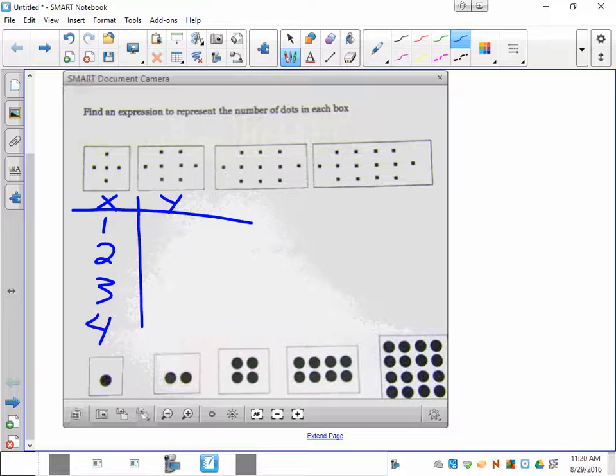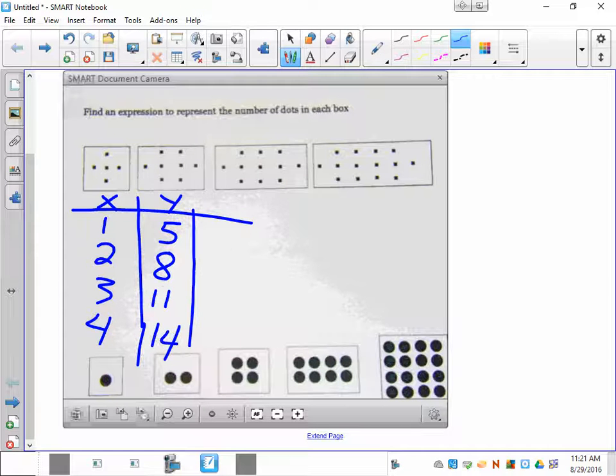Okay. These people watching the video are wondering what that big gap of nothing was. So, how many dots are there in the first box? 5. And the second? 8. And the third? 11. And the fourth? 14. Okay, do you see a pattern? It goes up by 3 every time.